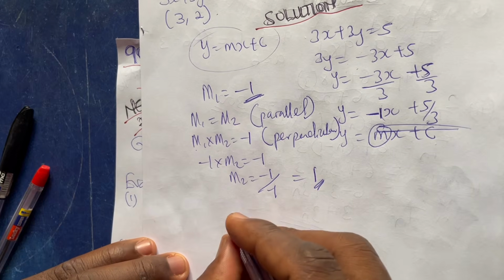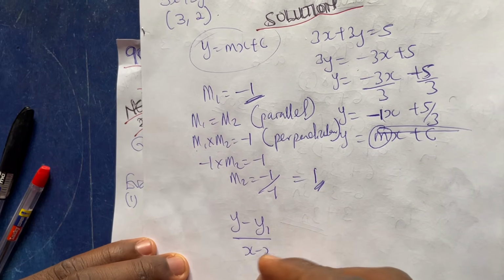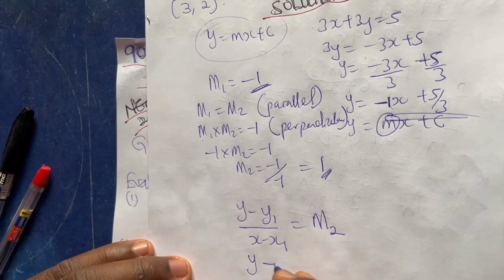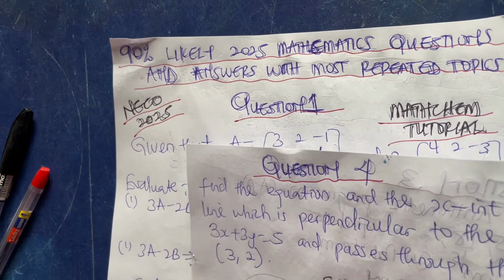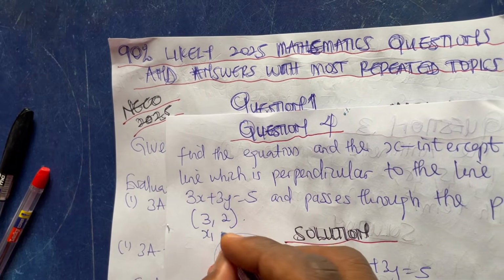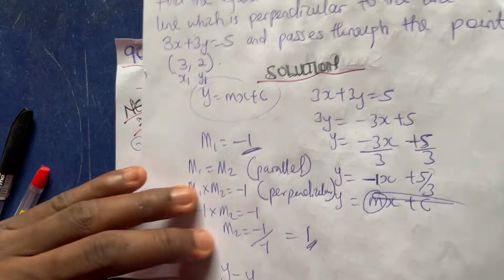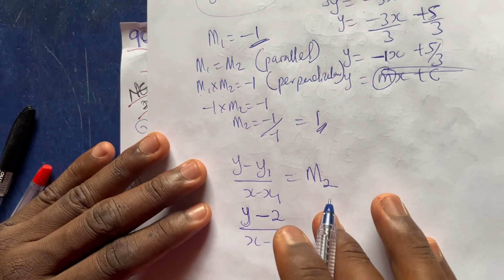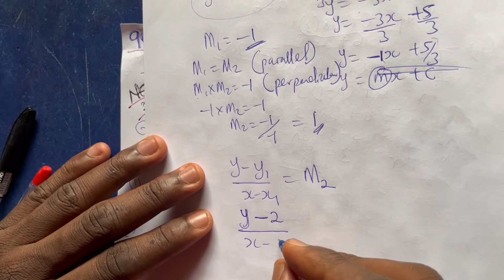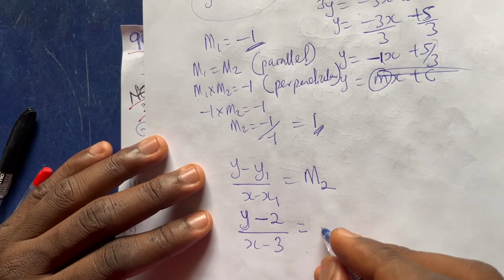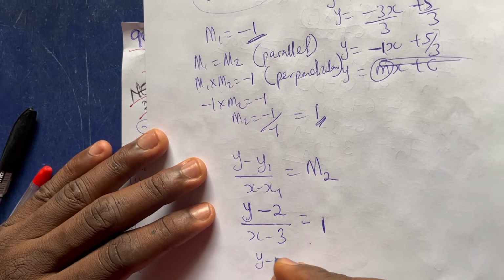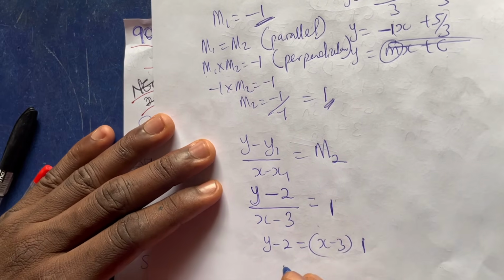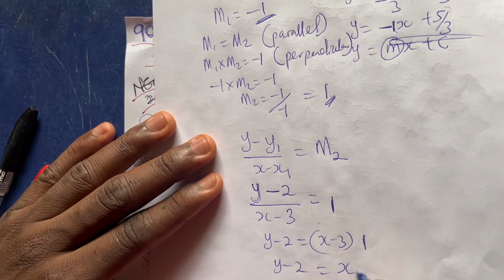That will now use the formula y minus y1 over x minus x1 equals m2. Our y1 is from here. Look at this: this is our x1 and this is our y1. So y minus 2 over x minus x1, our x1 is 3 from here, equals our m2, which is 1. So let's cross multiply. y minus 2 equals x minus 3 multiplied by 1. That still gives us y minus 2 equals x minus 3.